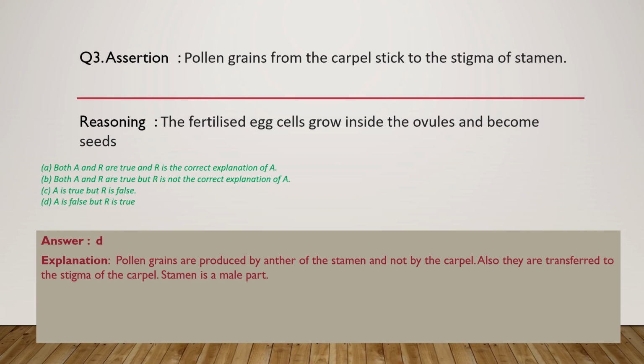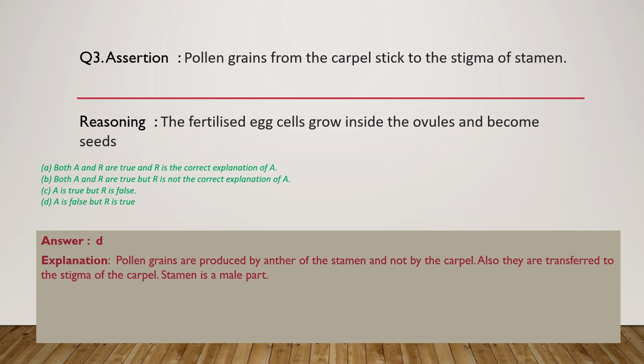One, pollen grains from the carpel. Carpel is a female part. Pollen grains are the structures which carry the male gametes. So pollen grains cannot be formed on the carpel. They are formed in the anther of the stamen.